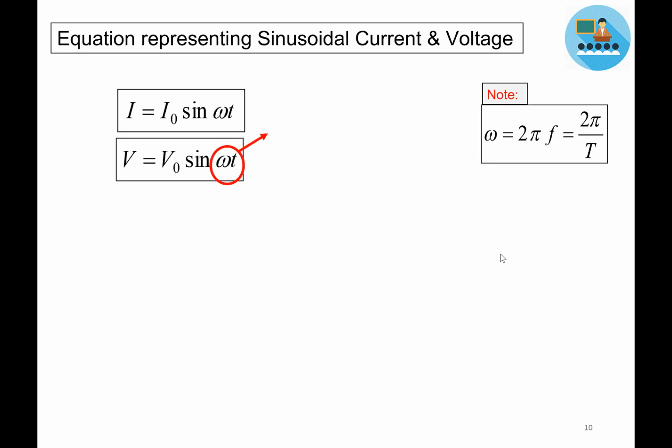Here are the equations representing the sinusoidal current and voltage. I equals I0 sine omega t and V equals V0 sine omega t. Omega t is called the phase. Note that omega equals 2 pi f, which equals 2 pi over the period.